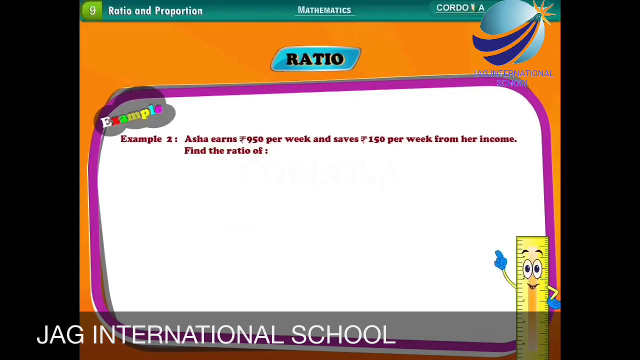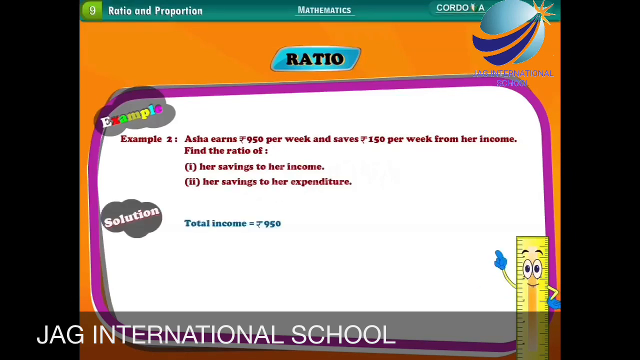Example 2. Asha earns Rs 950 per week and saves Rs 150 per week from her income. Find the ratio of her savings to her income, and her savings to her expenditure. Solution. Total income is Rs 950. Total savings is Rs 150. Total expenditure is equal to Rs 950 minus Rs 150, which is equal to Rs 800.